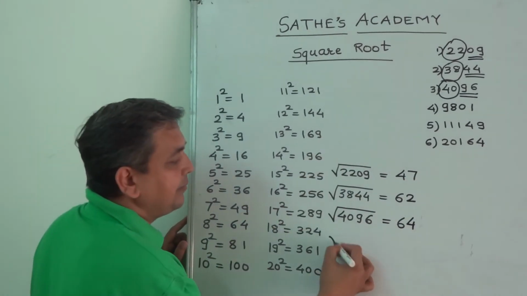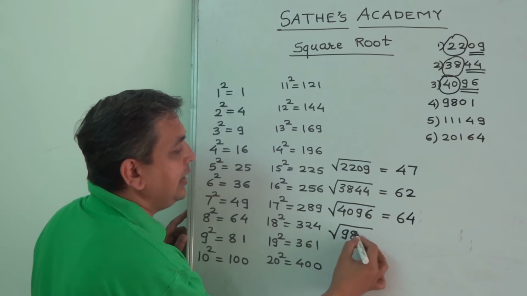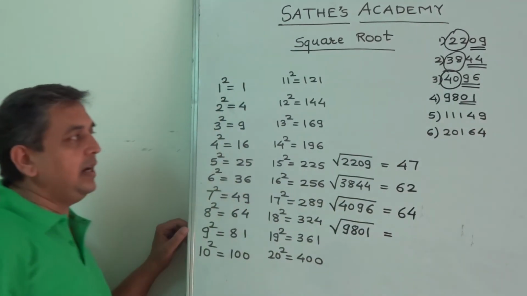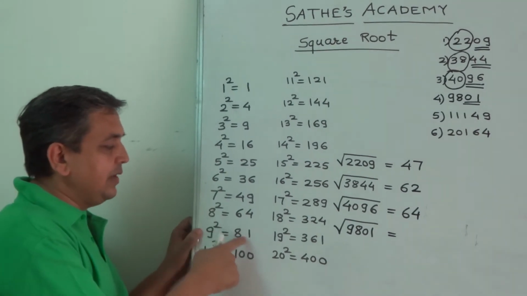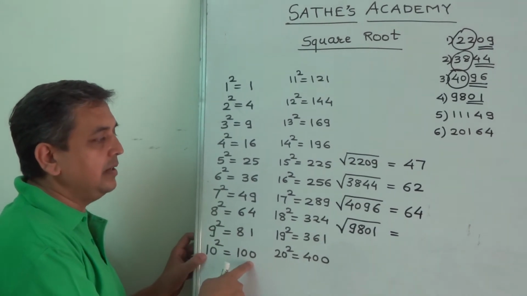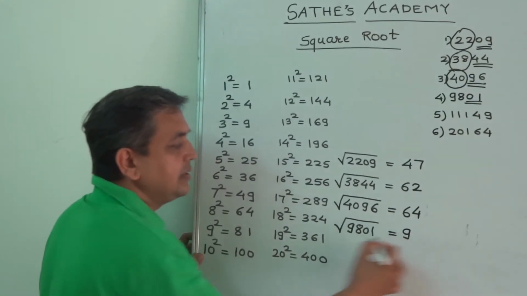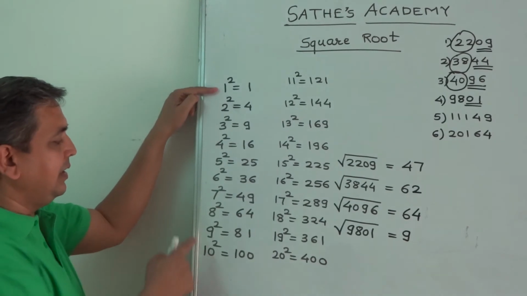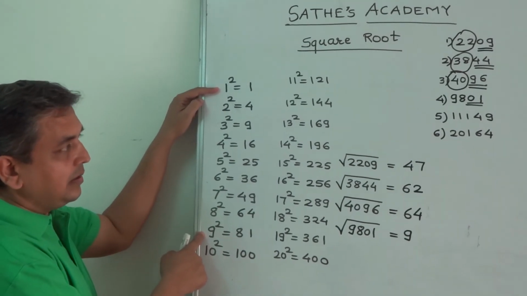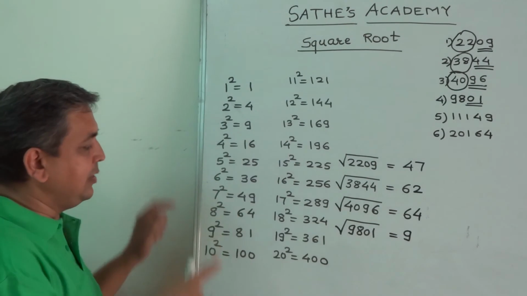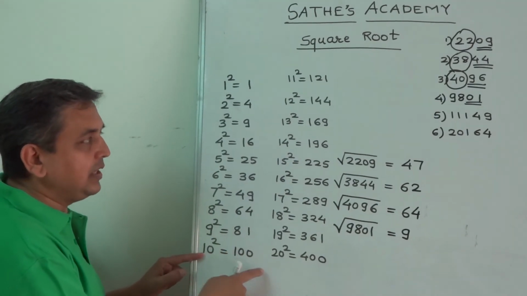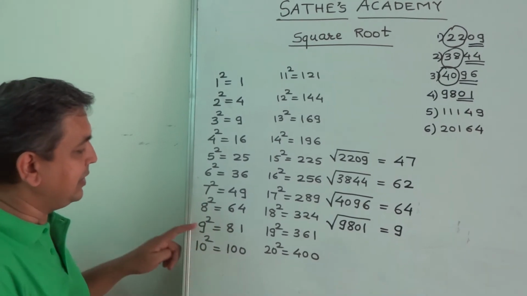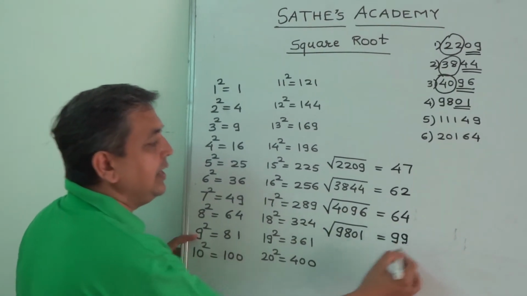The next number, root of 9801. This is 0198. 9 square is 81, 10 square is 100. So we have to write first 9. Now check the units place 1. 1 we get here and here. Now whatever number we are getting 9801, it is near to 10,000 as compared to 8100. So we have to write a greater number, that is 9.